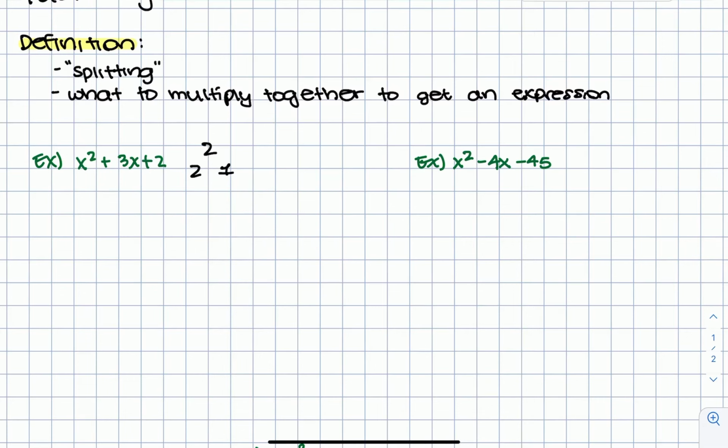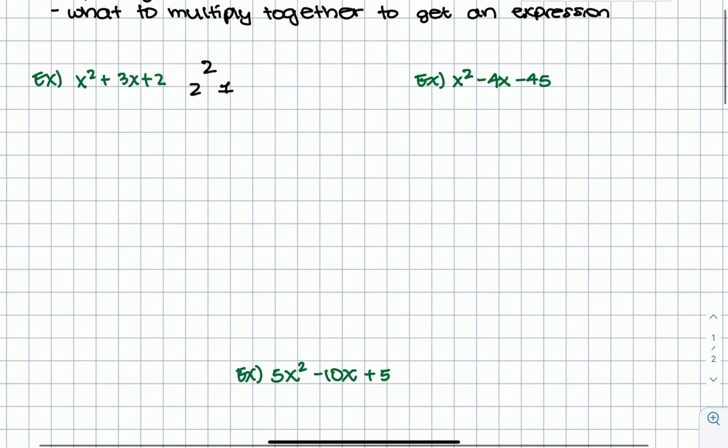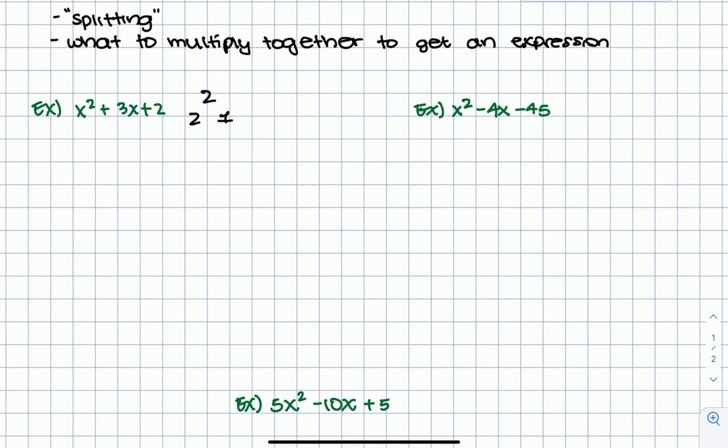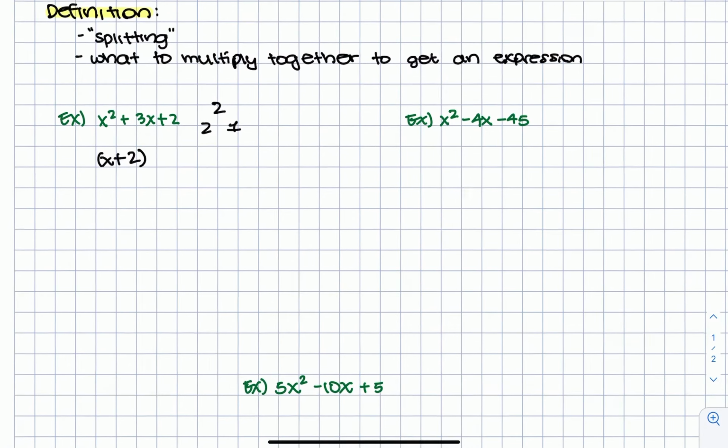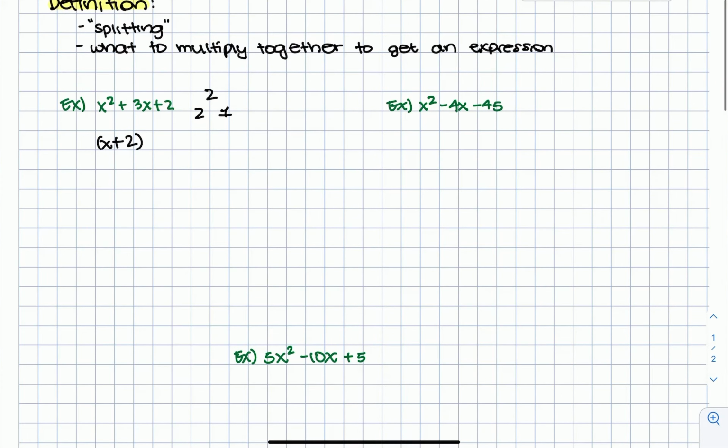Now, to move on, the factors of x squared plus 3x plus 2 would be x plus 2 and x plus 1. Let me write that better. And now let's dissect this just a little more.